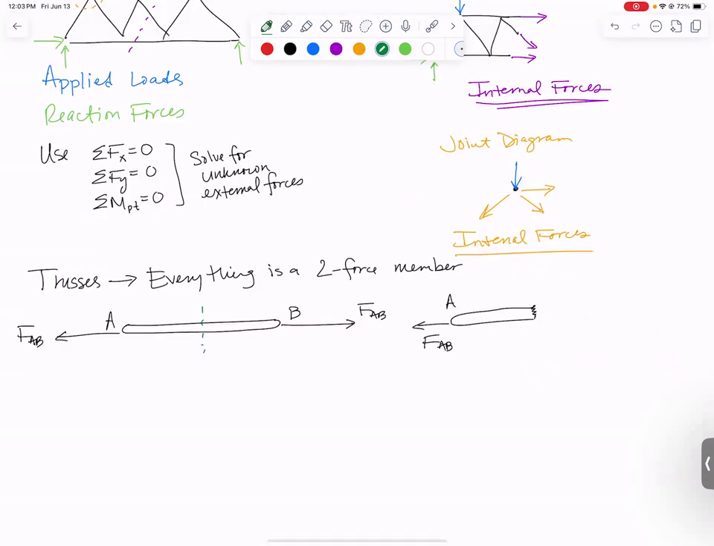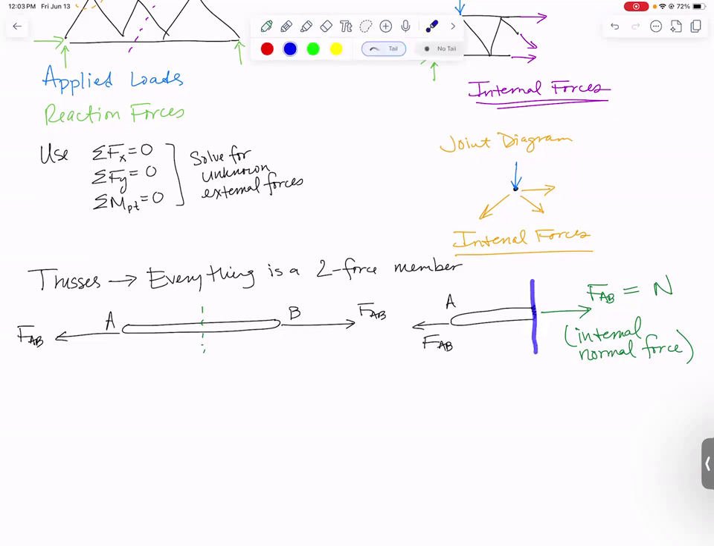At the cut, what I'm going to have for this to be in equilibrium is, to the right, FAB. That is actually, as an internal force, going to be given a letter N, and it's going to be called an internal normal force. Normal just means perpendicular. The reason we call it the normal force is because our cut face here is vertical. This force is perpendicular to it, so it is our internal normal force.